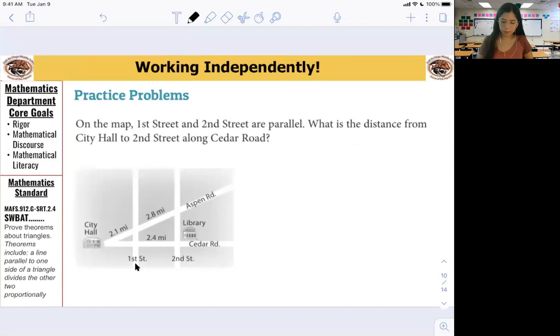Okay, a couple practice problems. We're almost done. I'll read this out loud, and I want you to work on it on your own. On the map, 1st Street and 2nd Street are parallel. What is the distance from City Hall to 2nd Street along Cedar Road? So we're looking for this distance right here. Take a moment, 2 minutes on the clock. See if you can figure this one out.